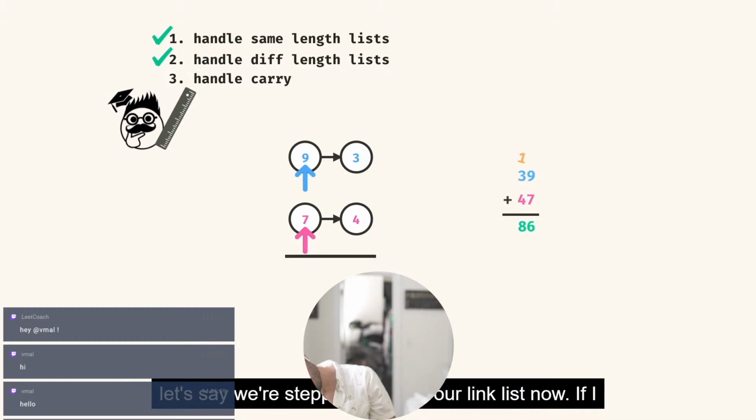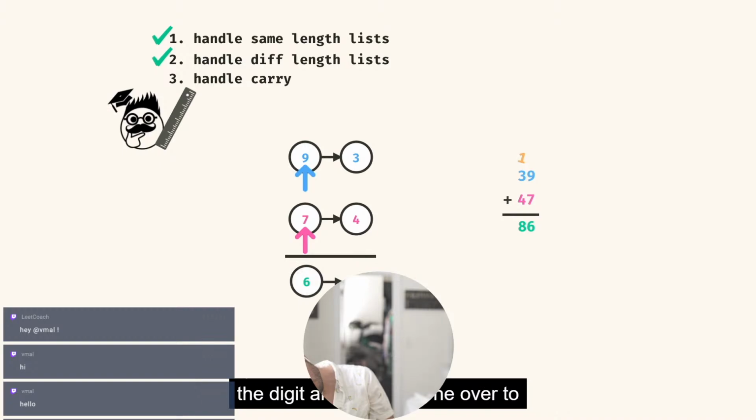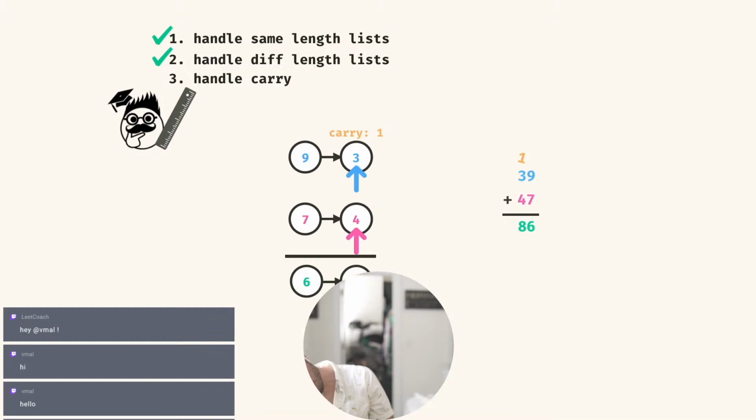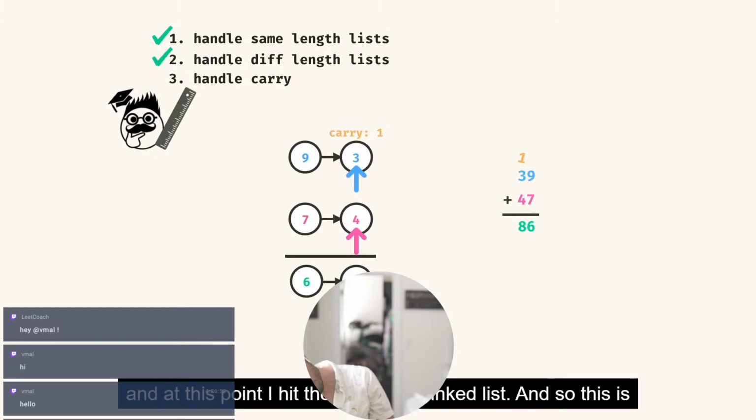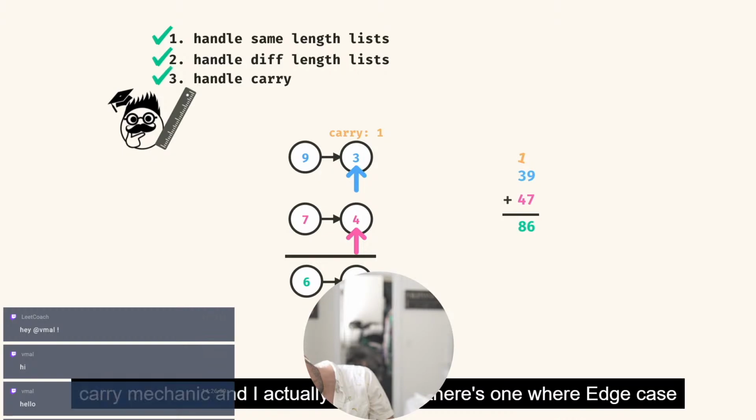So let's say we're stepping through our linked list now. If I do 9 plus 7, I know I need to create a 6 in the digit, and I carry a 1 over to the next traversal. And at this point, I can move to the next traversal. I do 3 plus 4 plus 1, giving me 8. And at this point, I hit the end of my linked list, and so this is my final answer of 6 to 8, which represents the number 86. Awesome, so that's a basic carry mechanic. And I actually do believe there's one more edge case we might want to think about.